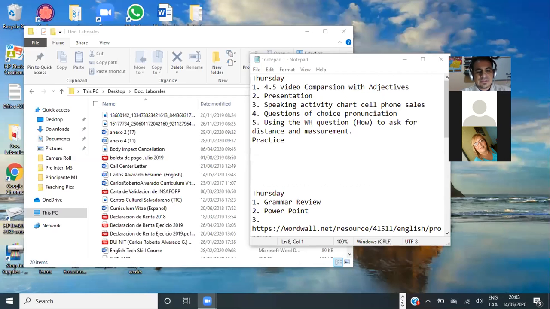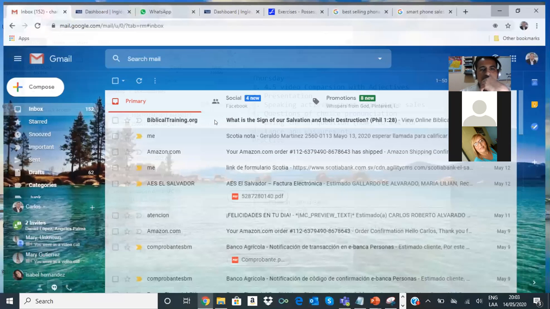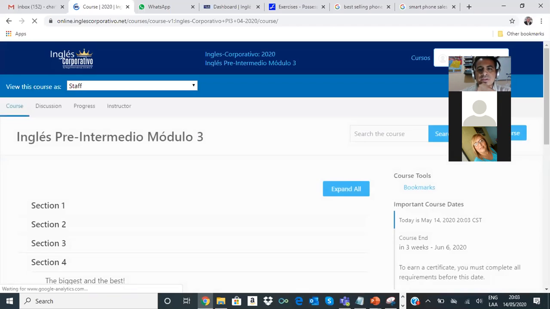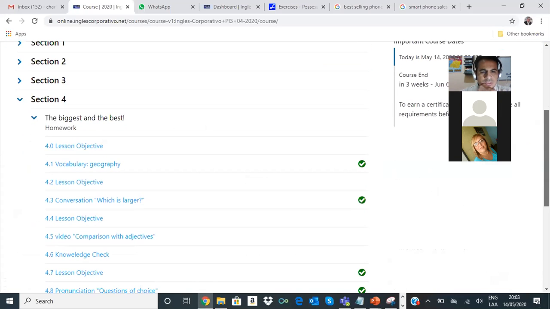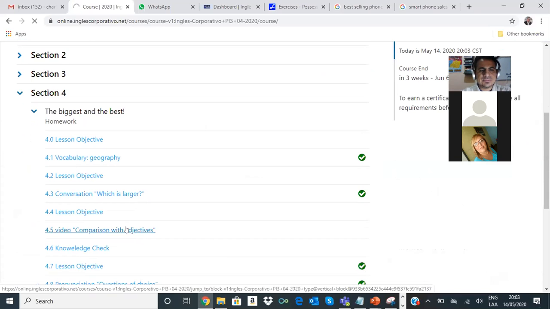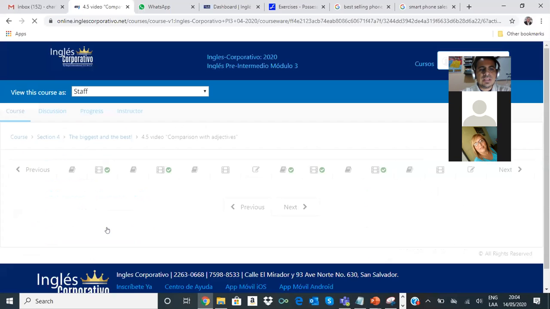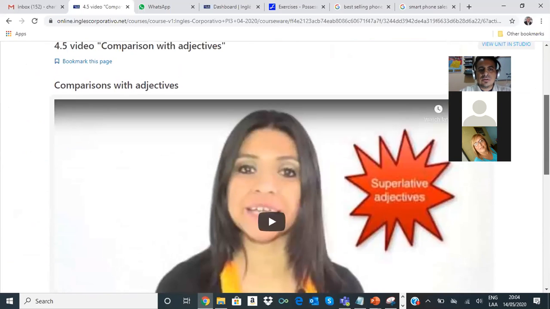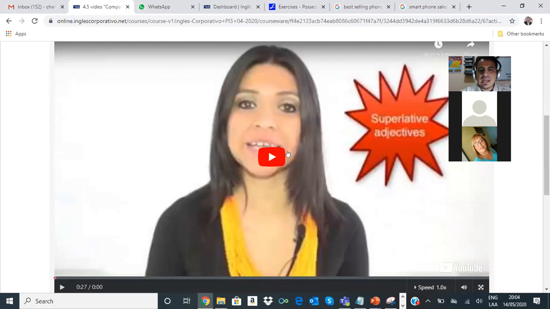This is, let me find. Okay, our class. And we're going to see a video in section 4.5. So the name of this section is Comparison with Adjectives. Es prácticamente lo mismo que yo les he enseñado, simplemente con otro título. Comparison Adjectives includes comparative and superlative, which we have been studying. Okay, so let's watch this video. And then we're going to do some activity.